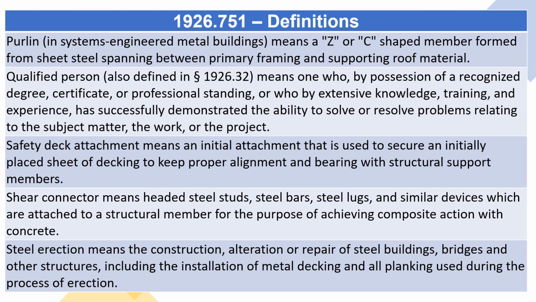Purlin, in systems engineered metal buildings, means a Z or C-shaped member formed from sheet steel spanning between primary framing and supporting roof material. Qualified person, also defined in Section 1926.32, means one who, by possession of a recognized degree, certificate, or professional standing, or who by extensive knowledge, training, and experience, has successfully demonstrated the ability to solve or resolve problems relating to the subject matter, the work, or the project.